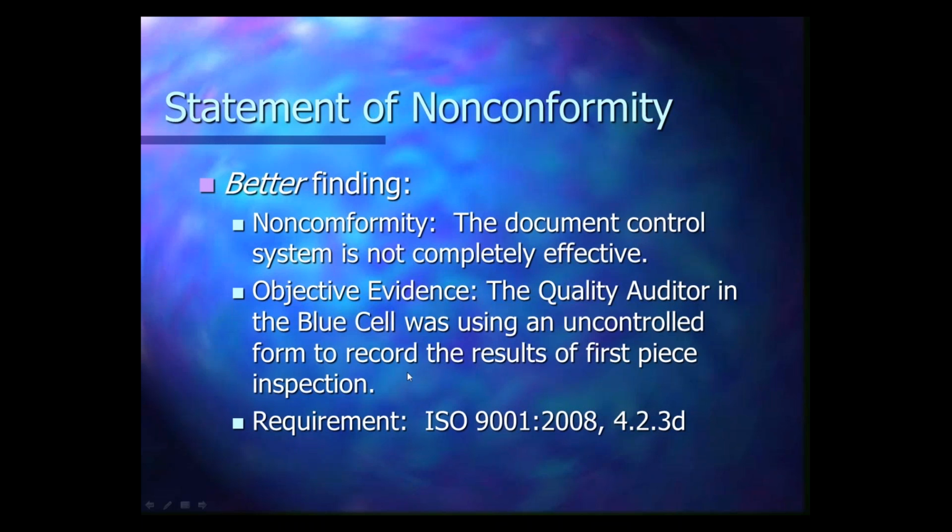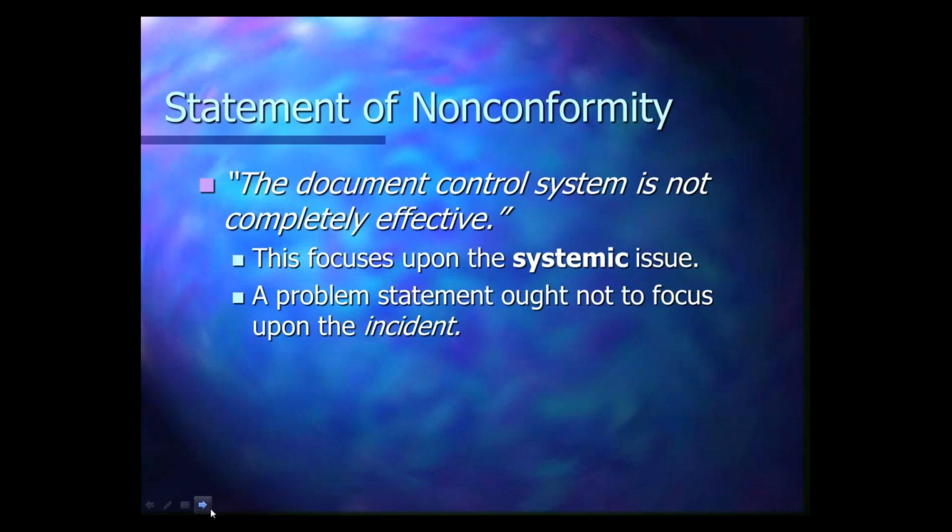The quality auditor in the blue cell was using an uncontrolled form to record the results of first piece inspection. Directing our problem-solving efforts at just this one quality auditor will not prevent recurrence. So all of that needs to be in the objective evidence portion of the finding. Again, we're citing a 9001:2008 requirement, taking it out as far as possible to 4.2.3D. So a well-written statement of nonconformity: the document control system is not completely effective. We're focusing upon the systemic issue and not the incident.